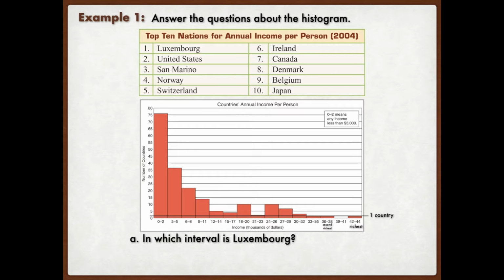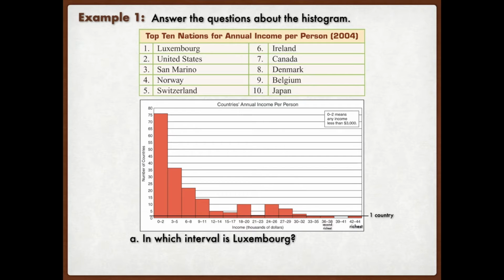Now, if we look at the chart, we have the frequency on the side, the number of countries. We have one. The first one is about 76 countries. That's the frequency. But if I look at the interval, the 0 to 2, that is very low because remember, we're talking about income, thousands of dollars. So $1,000 to $2,000 per person. So what's the richest country per person? Annual income would be the 42 to 44.